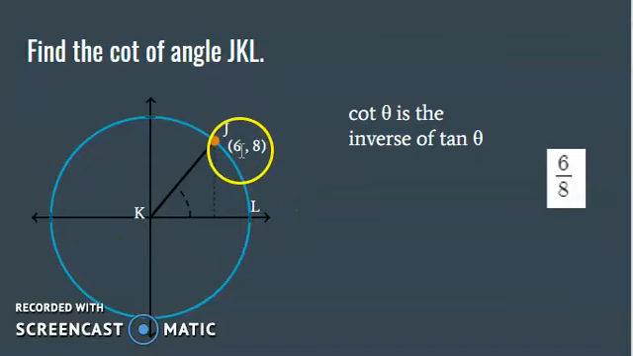So we have both opposite and adjacent, which means we don't have to use the Pythagorean theorem as we had in the last problem, because it's not necessary for us to find the hypotenuse. So now we just need to substitute that into the formula. Adjacent, which is 6, over the opposite, which is 8, which means that the answer for this question is 6/8.